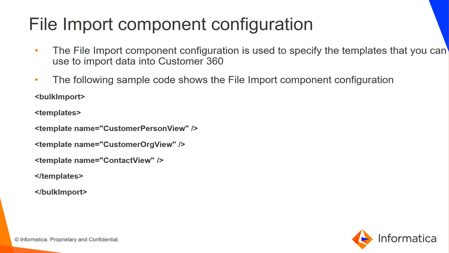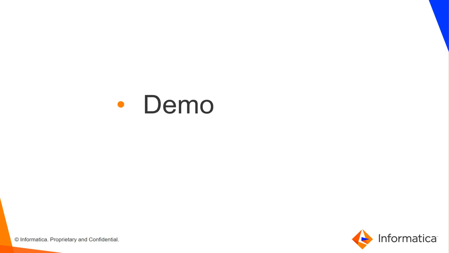This is the file import component configuration step, where we specify the template that we need to import data into our Customer 360. The following sample code shows the file import component configuration. This is the default template, so we need to include our new view which we have created based on our business requirement. This import needs to be done through the C repos component instance table. Now let's see the quick demo of this process.